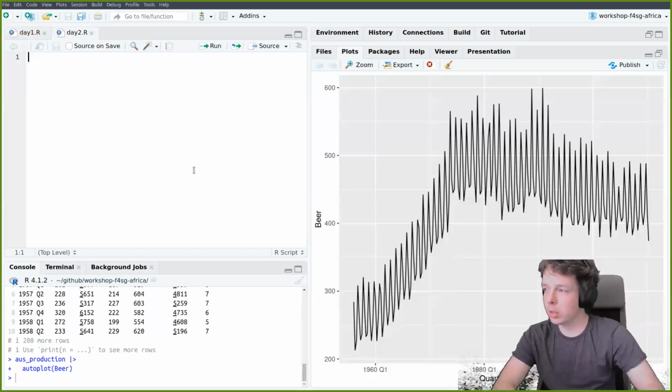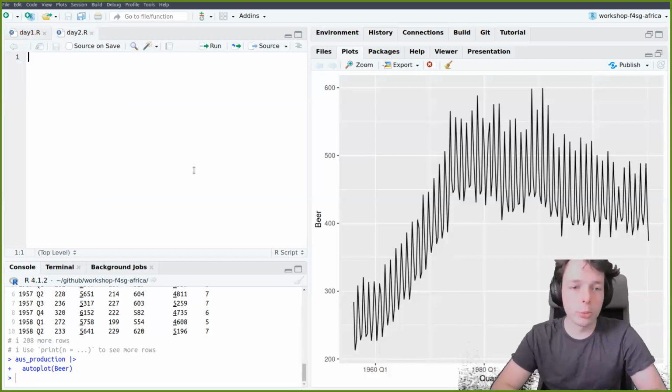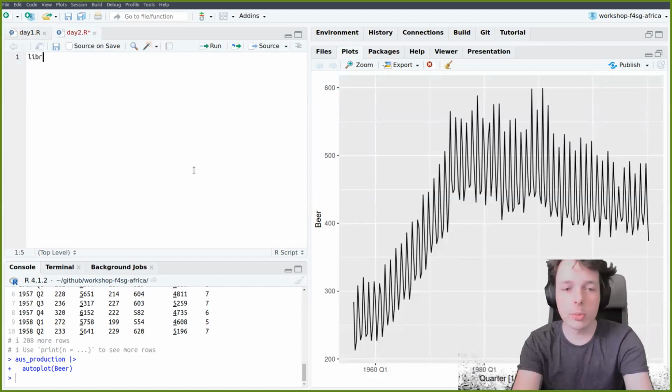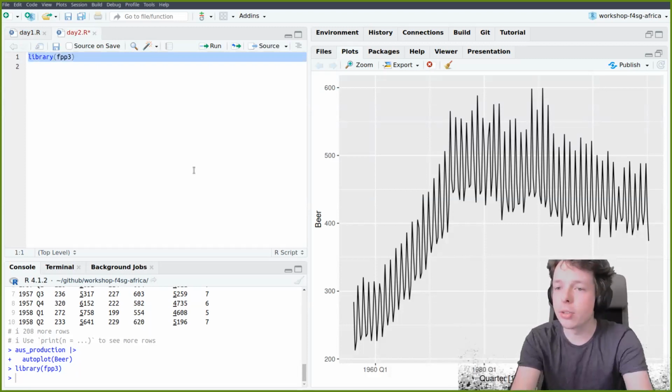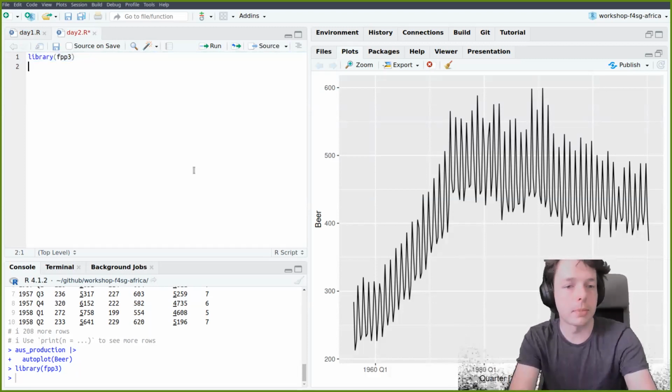Okay, let's make a start with the day 2 material. And just like yesterday, we're going to start by loading in the FPP3 package. And this package will provide us with all of the basic packages, tools, and datasets that we need to complete today's materials.